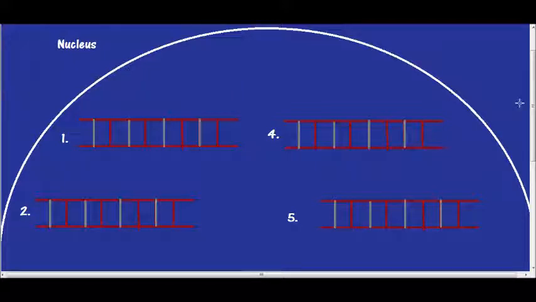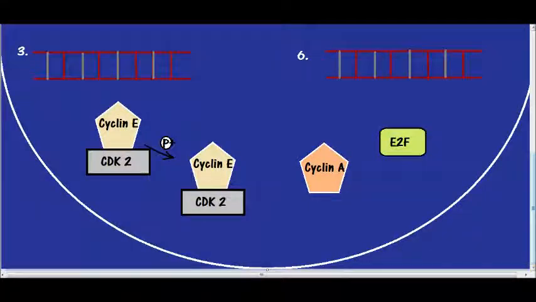So in the last video we left off talking about E2F and cyclin E. Just as a refresher, some of the important targets of E2F that we're going to discuss in this video were cyclin E, CDK2, cyclin A, and also DNA repair proteins, MCM and ORC.